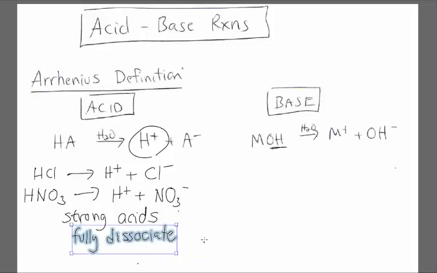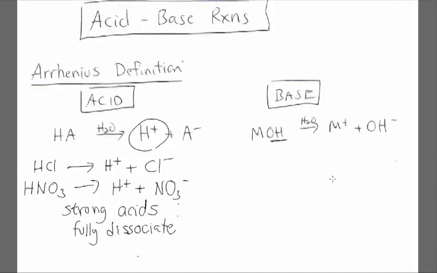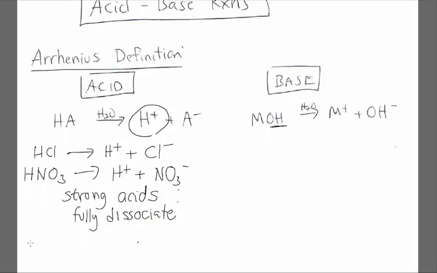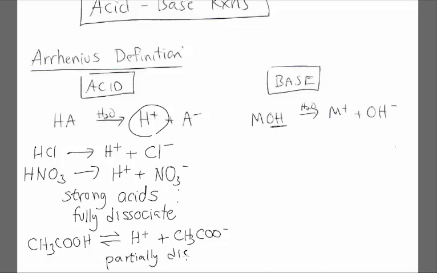There are also weak acids which do not fully dissociate, and an example of that is acetic acid. And since it does not fully dissociate, we write arrows going both ways, but it does dissociate partially into a proton plus the leftovers. Okay, so this is one that partially dissociates. And it is a weak acid. So the strength of an acid has to do with how fully it dissociates in water.